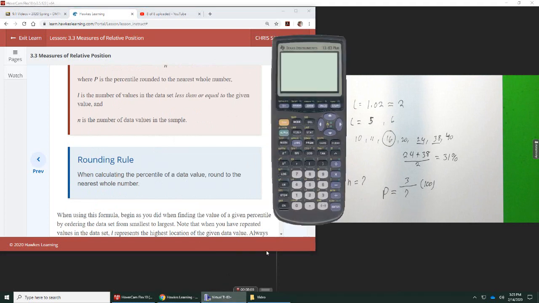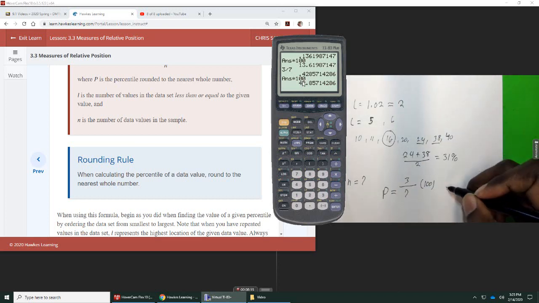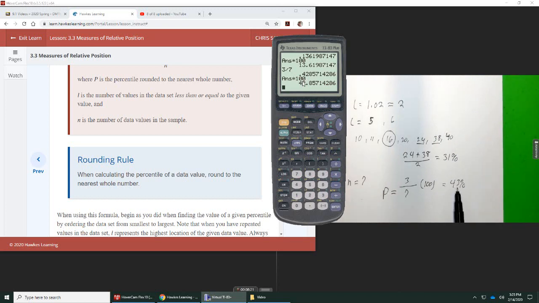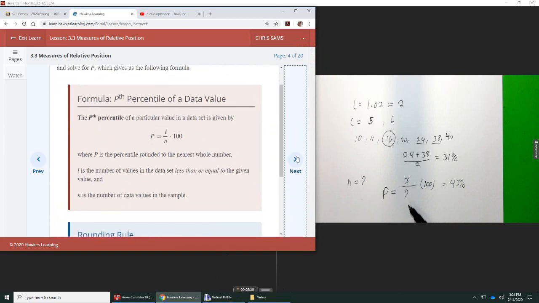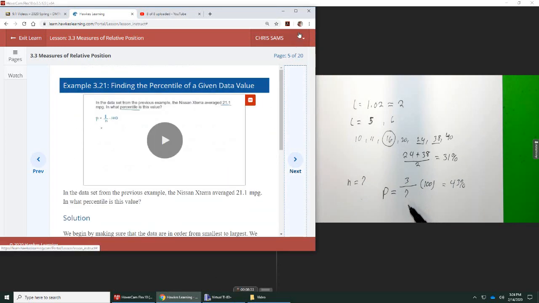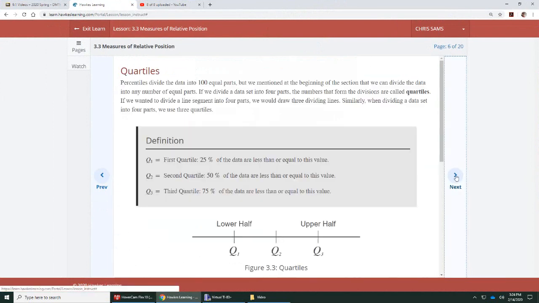So if I pulled up the calculator and we did 3 divided by 7 and then times 100, we would get 42. We would round it up to 43. So this number would represent the 43rd percentile. So 43% of the data are at or below this number. Percentile tells you how much is below you. So those are the 2 big formulas you're going to be using here. I'll give some examples, showing you how to use it. We'll do some more in Hall ourselves when we start doing the practice problems.